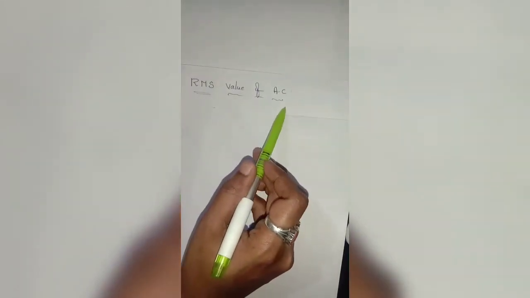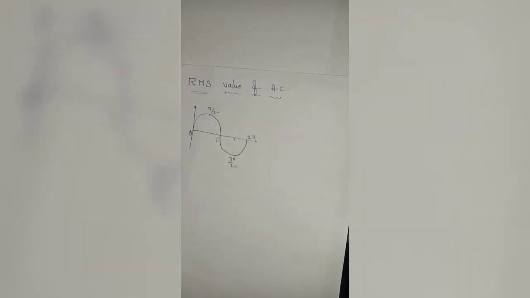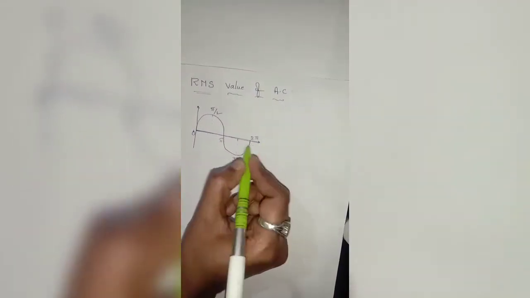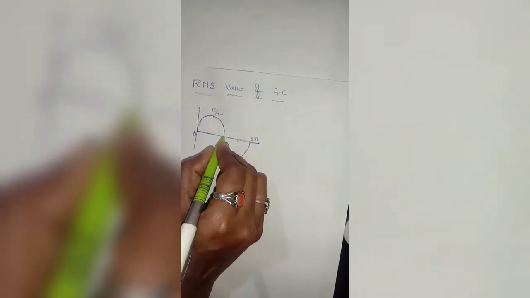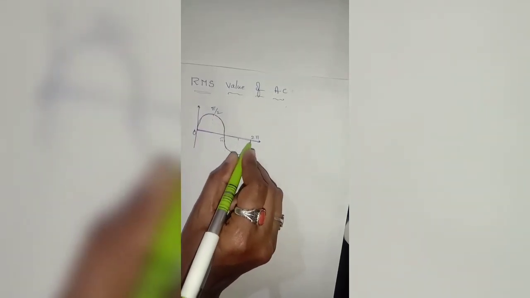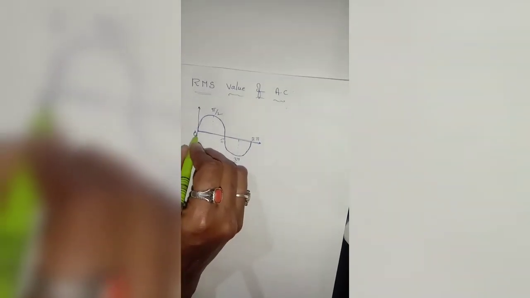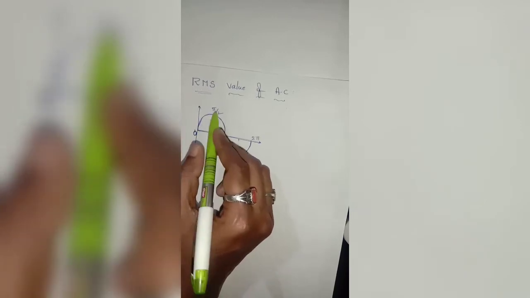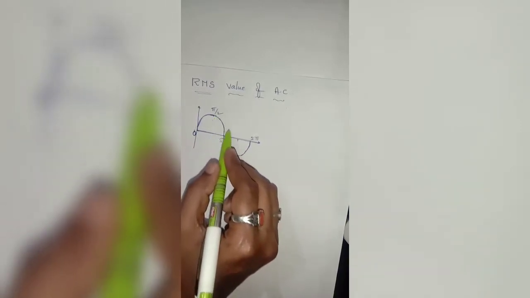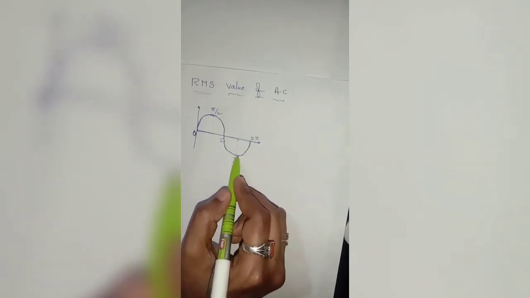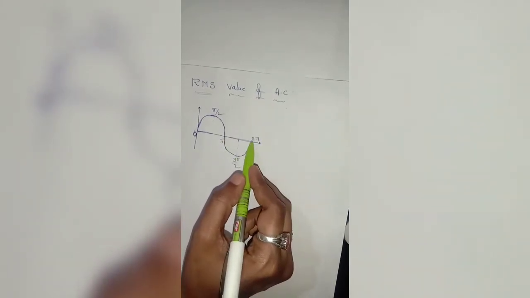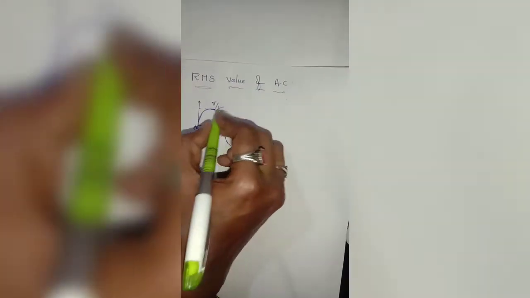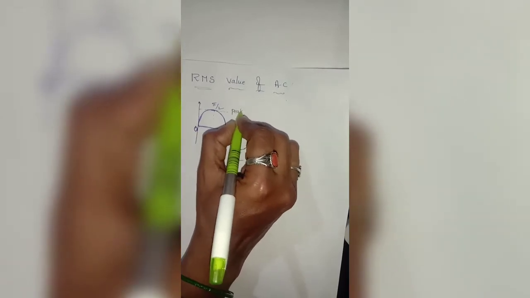RMS value of AC. In an AC wave, this is the AC wave. The value of AC voltage is continually changing from 0 up to positive peak, through the 0 to the negative peak, and back to 0 again. Here, this is the peak value, positive peak value.